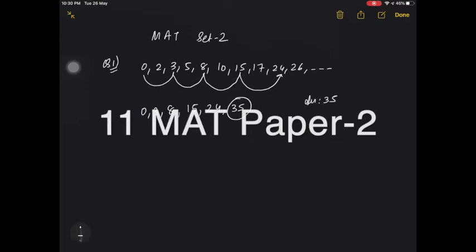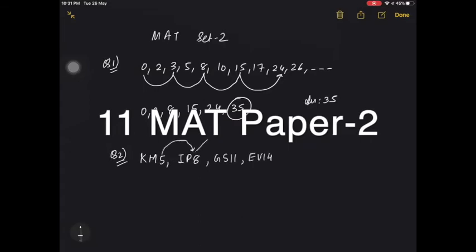Let's go for question number 2. Here you are given KM5, IP8, GS11, EV14. So if you observe 5, then 8, then 11, then 14, the next number that's supposed to be there is 17.